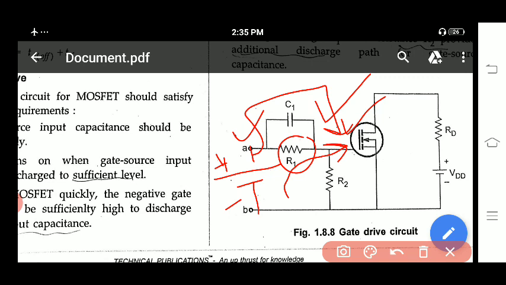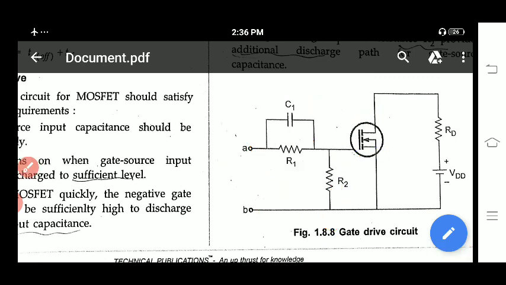During turn off also, you want to decrease the TD off plus T off period. What do you need to do? That time duration can be avoided. How can you avoid it? By connecting R2. That capacitor will be discharged immediately through this path R2. This is the gate drive circuit. Like this, you can do the arrangement.